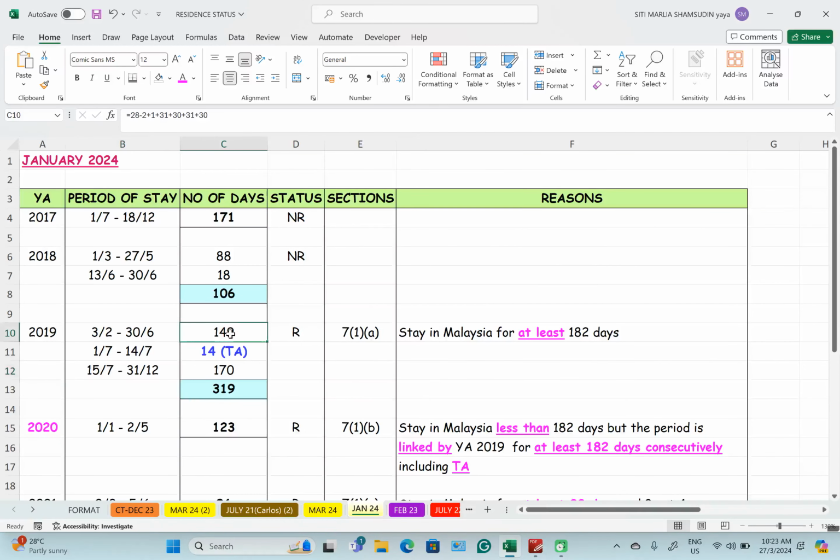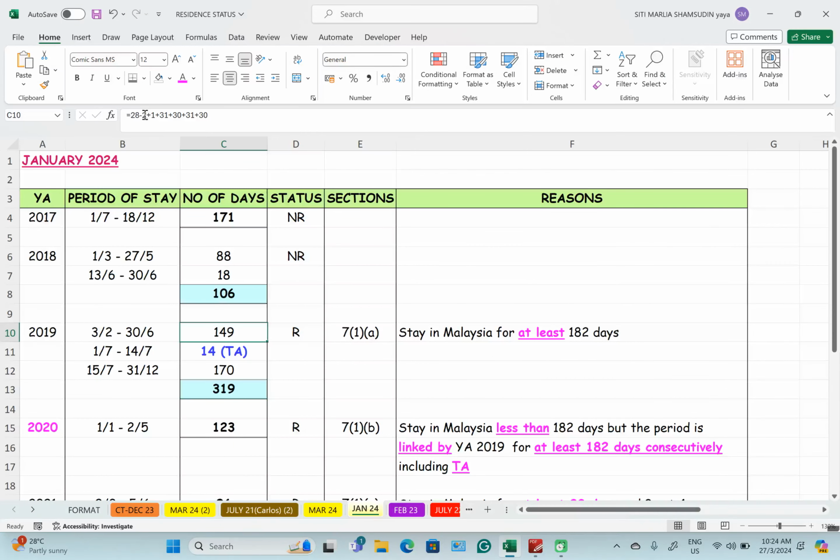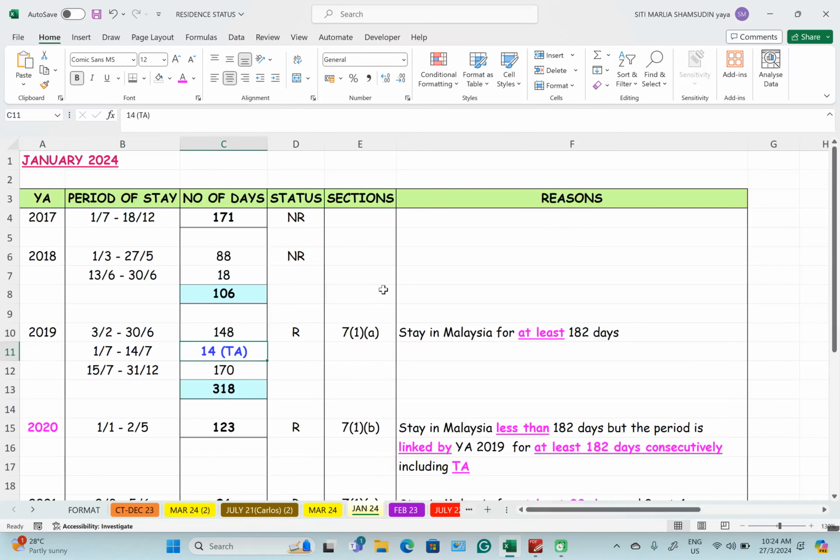Let's compute number of days, guys. First row, 3rd February. So February, be careful guys. Make sure 2019, is it leap year or not? No, this is not leap year. So February 28. Therefore 28, and then you minus with 3, and then you plus 1. So 28 minus 3 plus 1. Followed by March 31, April 30, May 31, June until 30, plus 30. So you should get 148.